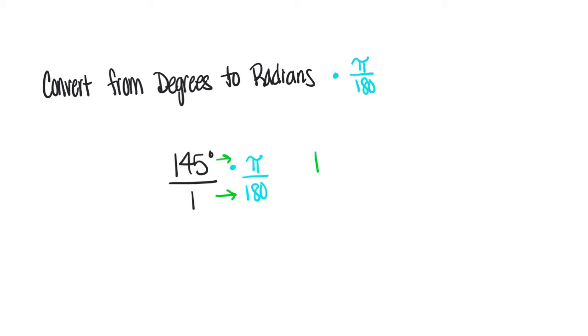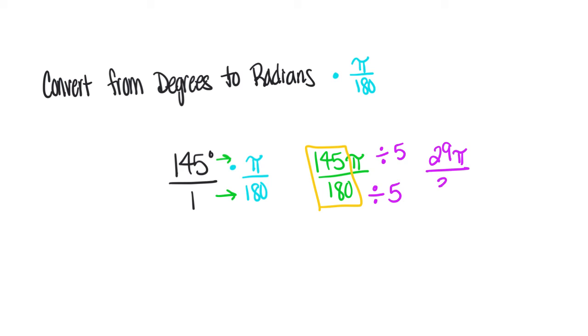Now when we multiply straight across, we're just going to go ahead and basically combine the two fractions together, not actually multiplying the numerator by pi, so that way we can easily reduce this fraction by simplifying it to its reduced terms. What I can do is divide both of those by 5, and when I do that, I get 29 pi over 36. And that's as far as it can go to be simplified. So that would be 145 degrees in radian measure.